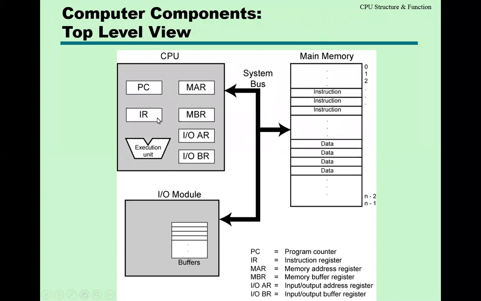Whatever instruction is in the IR will be executed in the execution unit. It is loaded into the execution unit, the execution unit executes the instruction, and the result is loaded into the MBR. From the MBR, the result is again stored into main memory.